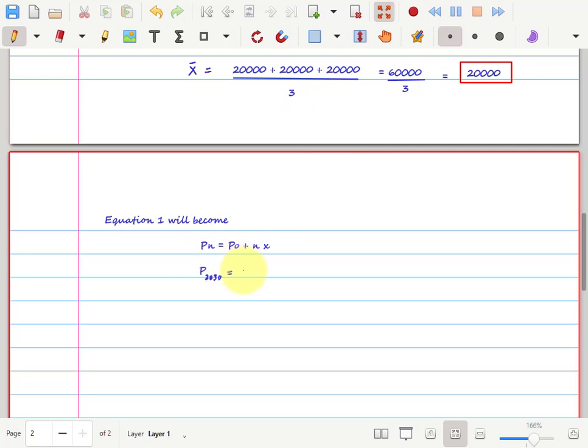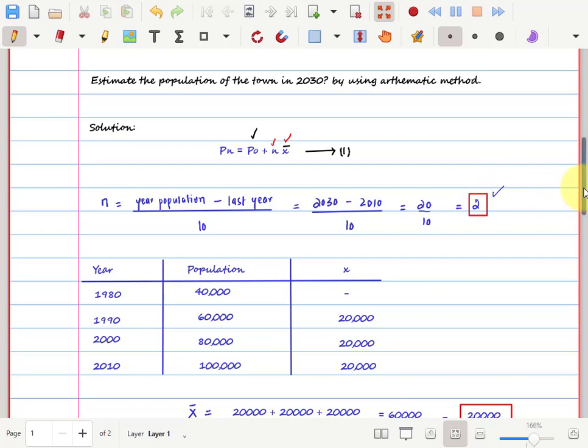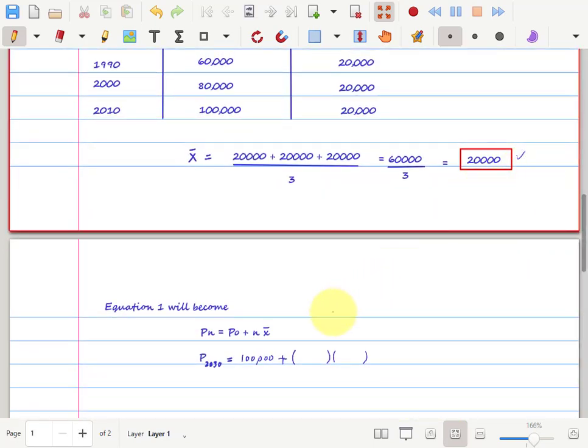P naught. What is P naught? The latest population given to us is 100,000, right? Plus n into x bar. We got n. What is n? N is 2 and x bar is 20,000. So n is going to be 2, x bar is 20,000. Just solve it and you will get the population in 2030.